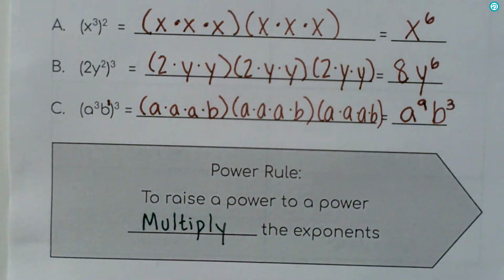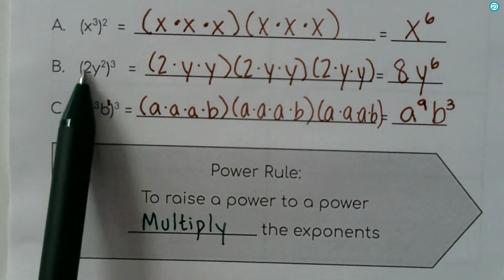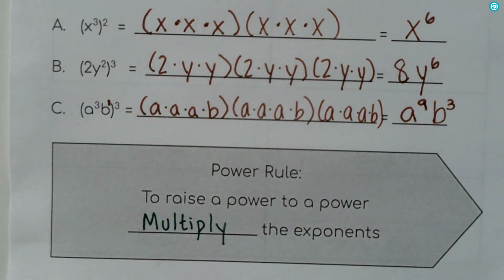For the number part, you treat it as a normal number. So right here we did 2 to the third, which is 2 times 2 times 2. And that's how we got the 8. So you always treat the numbers like normal numbers. If they're being multiplied, multiply them. If they have a power, take them to the power. But a power to a power, you get to multiply. Any questions right now?